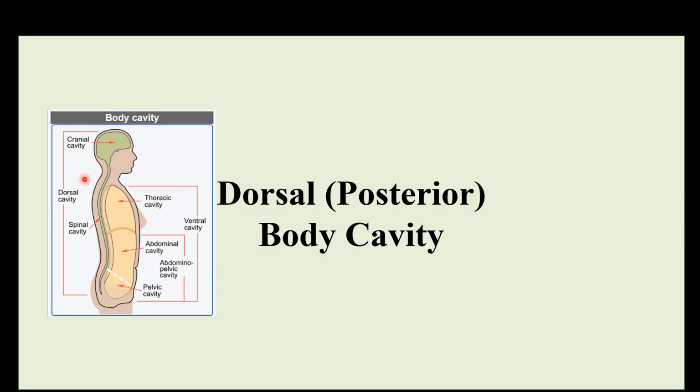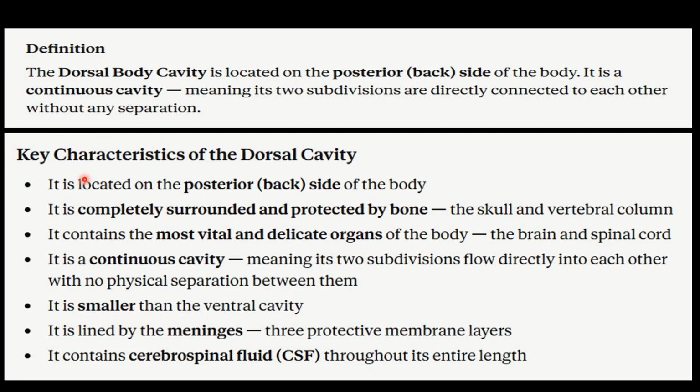Okay, so I think we're good for now to start the session. Firstly, let's go through the definition. In the definition, you will find that I have noted down that the dorsal body cavity is located on the posterior, that is, the back side of the body. It is a continuous cavity, meaning its two subdivisions are directly connected to each other without any separation. So this is a very important point.